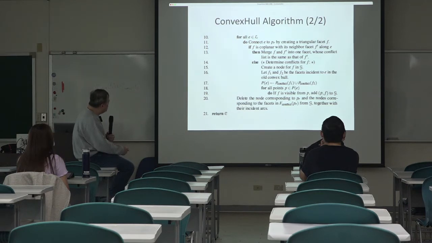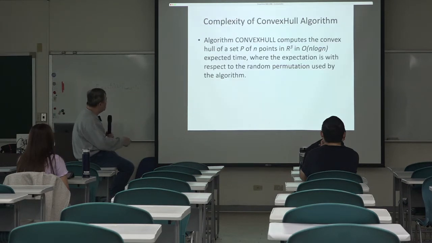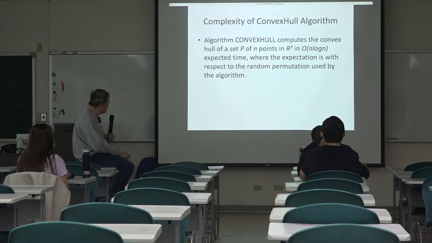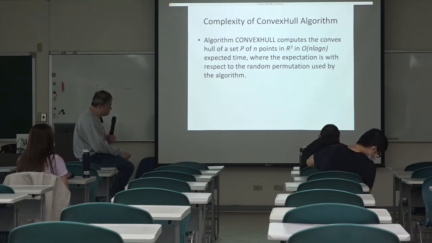But the last thing: this algorithm computes a convex hull of a set of n points in 3 dimensions in n log n expected time, and the expectation is with respect to the random permutation used by the algorithm. So you can imagine the time spent on the maintenance of the conflict graph is really not that much. It's much cheaper than n square, right?